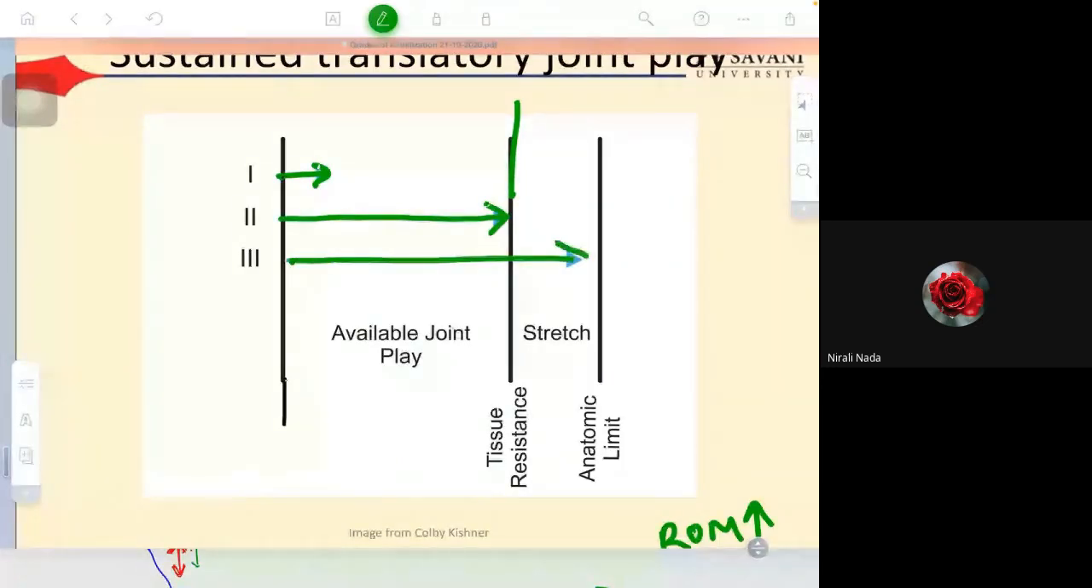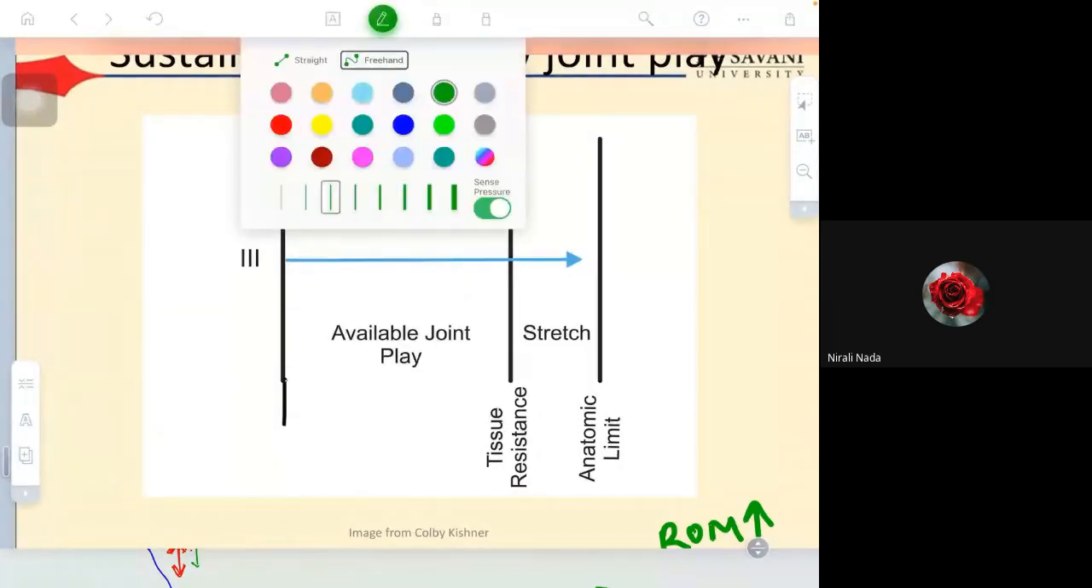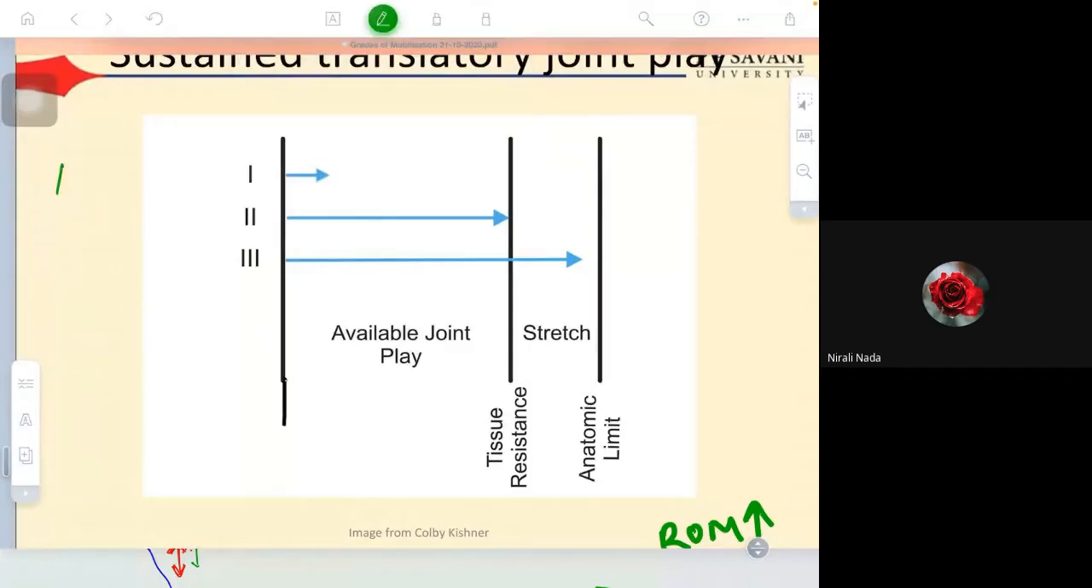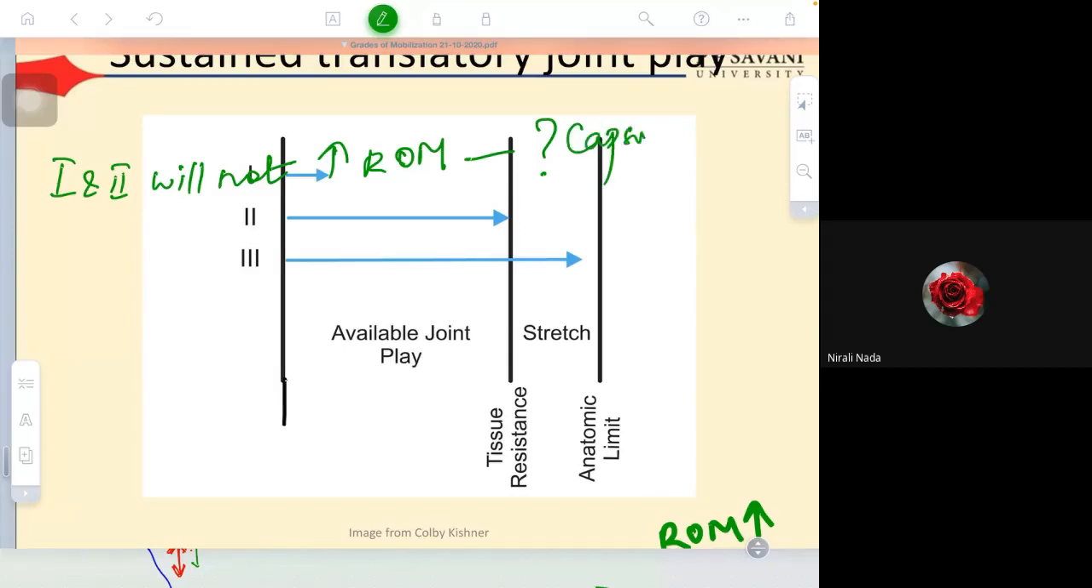So grade 1 and grade 2 will not increase range of motion. Why? Because the capsule is not stretched.